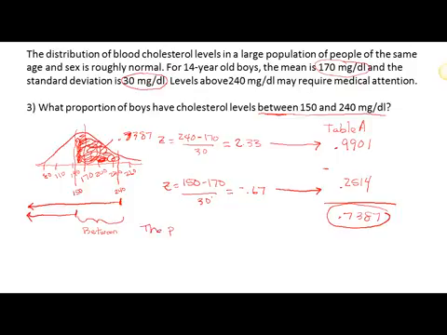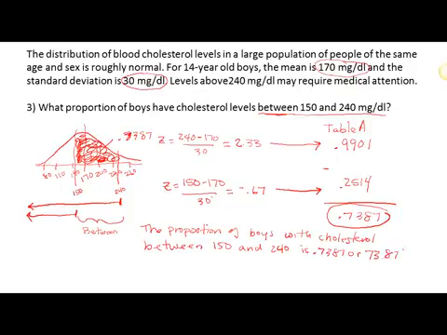So the proportion of boys with cholesterol between 150 and 240 is 0.7387, or 73.87%. And that's it.